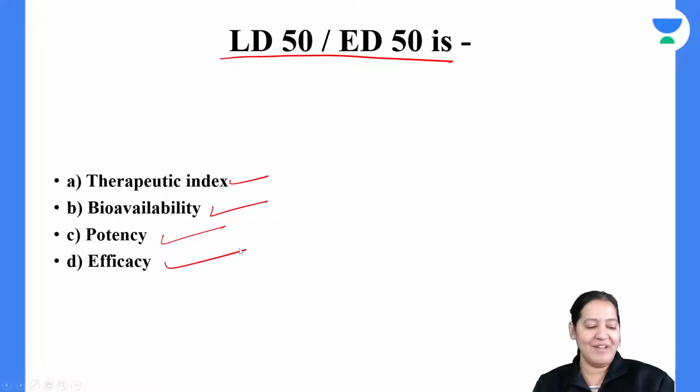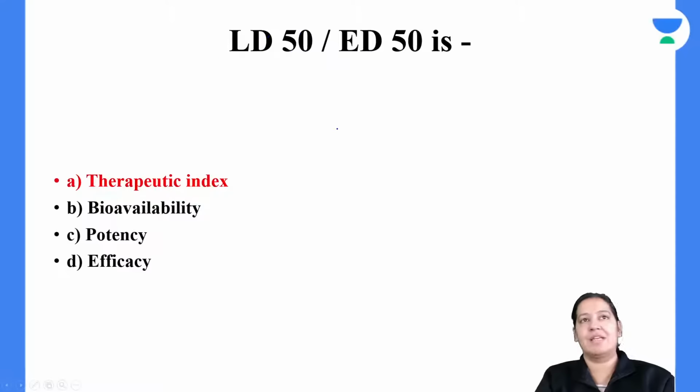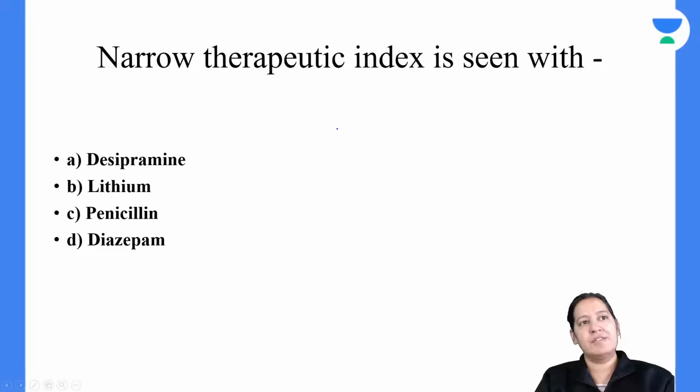Yes, Rishinika, absolutely right. Everyone is right. It is an easy question. Yes, it is a formula for therapeutic index. So what is LD50 here? LD50 is the lethal dose 50. And what is ED50? It is the effective dose 50. You all are right. Very good. So correct answer here is A. It was an easy question.